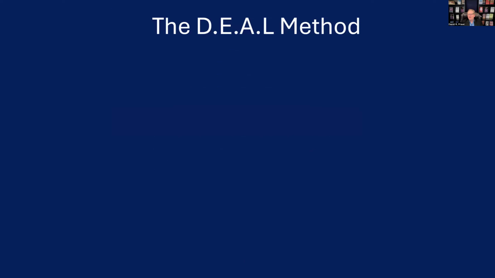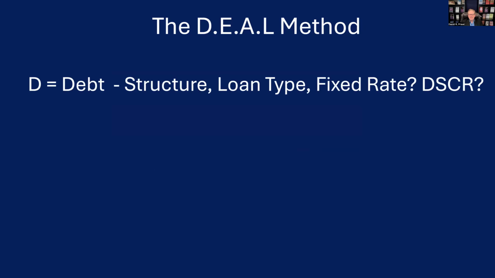Okay, the DEAL method. This is the method that I use, and DEAL is an acronym. I'm going to go through these, and then we'll cover all the parts of the acronym in detail. So D is for debt. This is the debt structure. It's the loan type. Is it a fixed rate? And what is the initial DSCR? That is the only metric I look at initially when I'm evaluating a deal right off the bat.